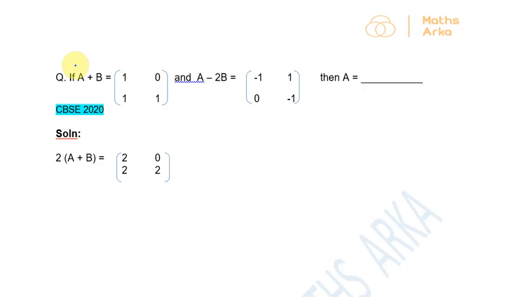Now coming on to the items we have. The next one is a question, and the question came in the CBSE board, class 12 board in 2020. So this year it has come. Now let's see. A plus B is given. A plus B is this matrix. A minus 2B is this matrix. Then we have to find A.